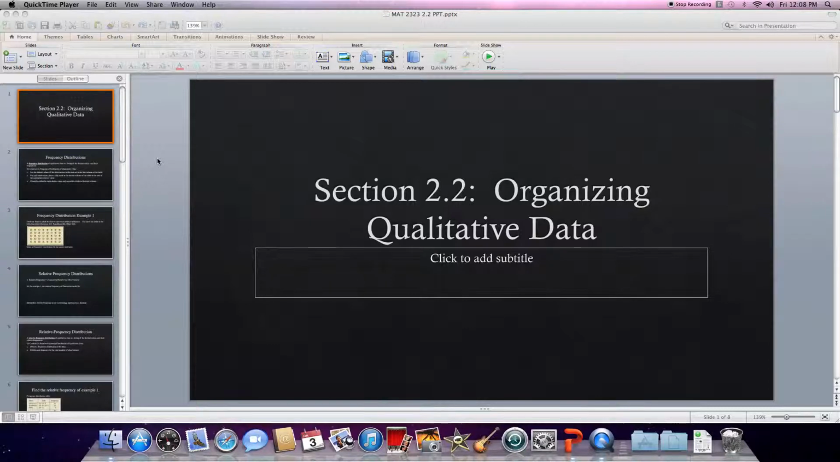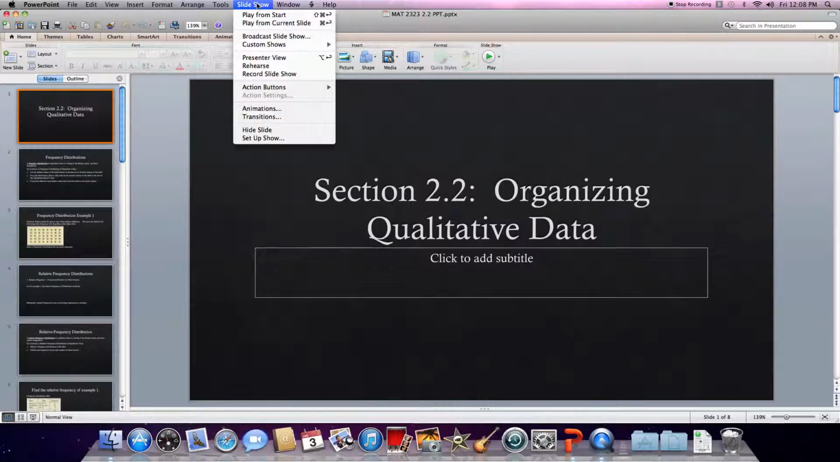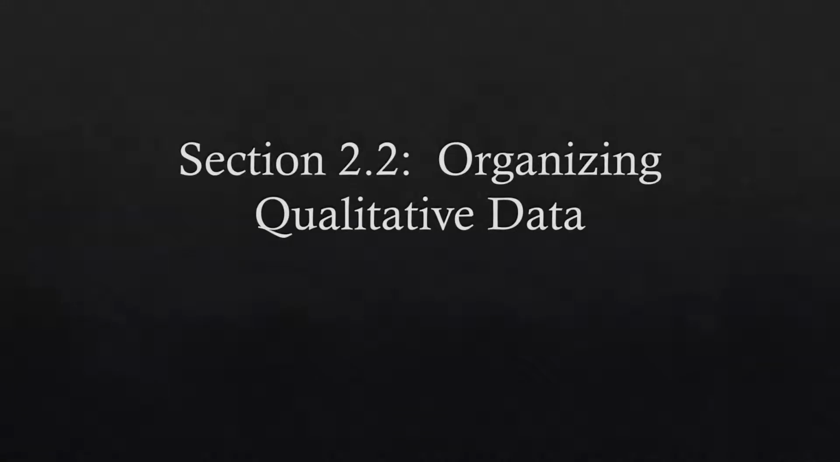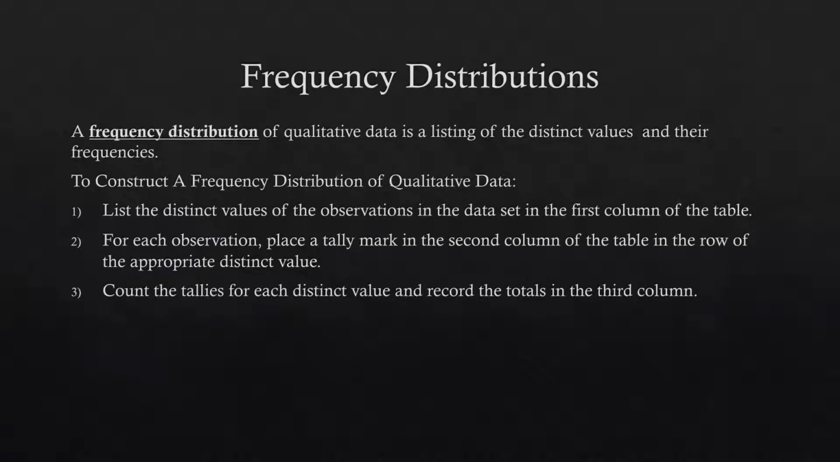All right, everybody. Section 2.2, organizing qualitative data. Notice we're talking qualitative, so non-numerical things, right? So first and foremost, we're going to talk about distributions.